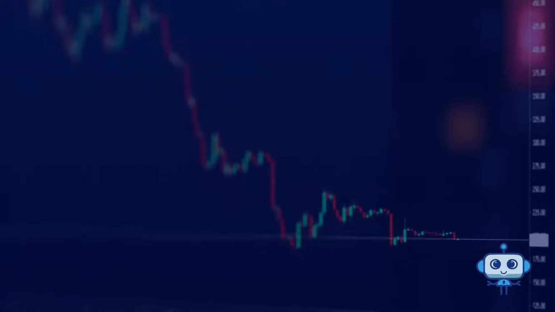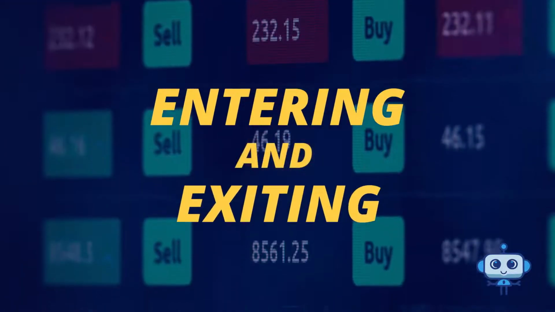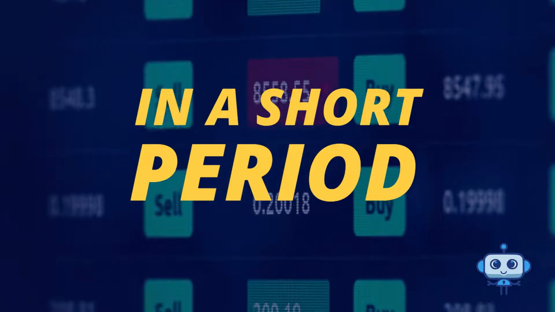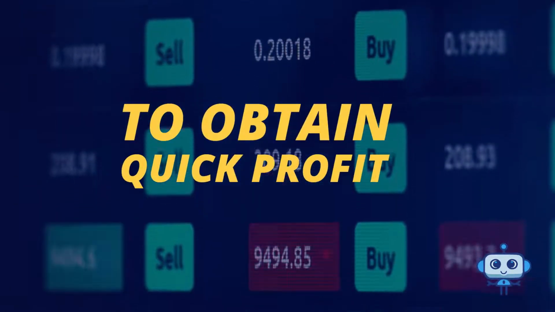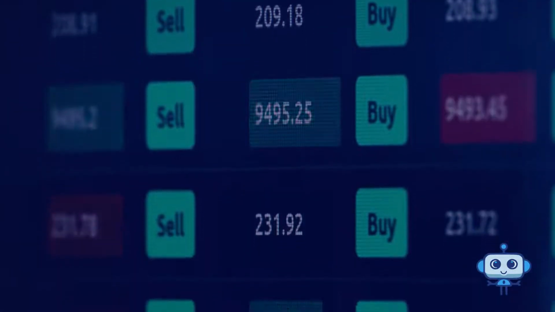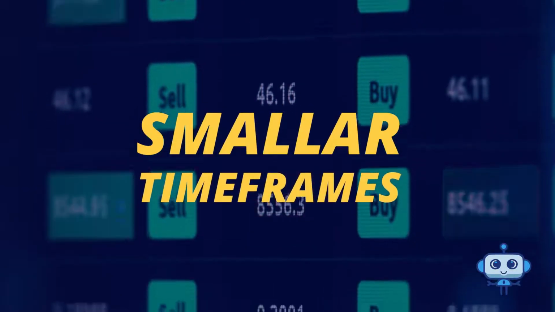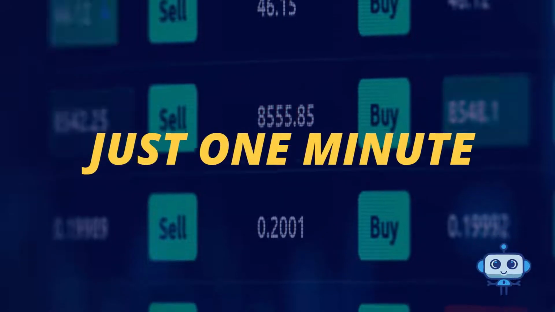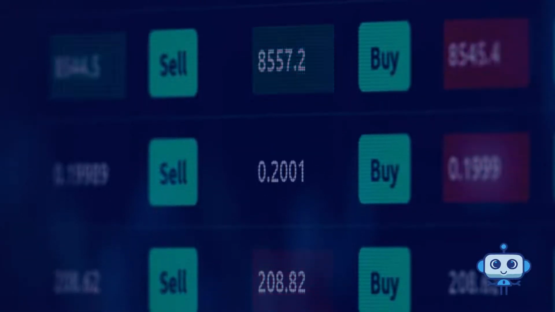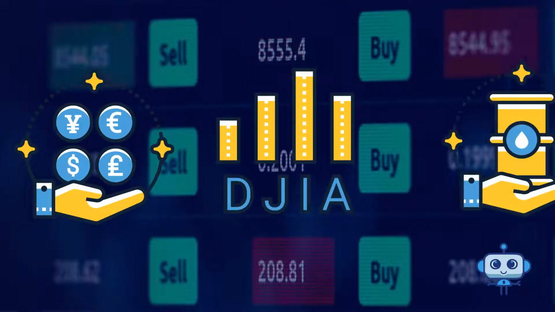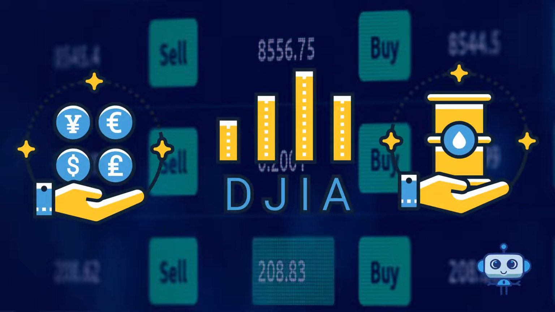Scalping is a trading technique that involves entering and exiting from the market in a very short period of time to obtain a quick profit. This trading method has gained huge popularity in recent times. It is used on smaller time frames, starting from just 1 minute. The scalping strategy is equally effective for forex, stocks, commodities, or any other financial market.